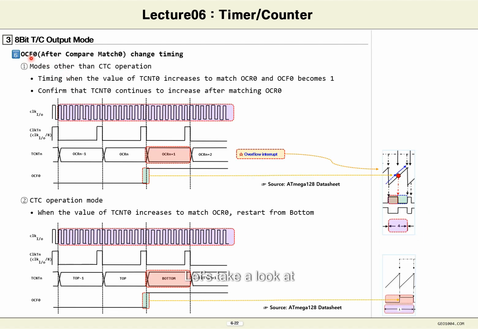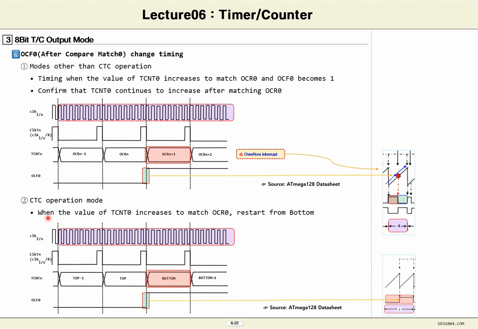Let's take a look at the timing of changes in the output compare flag 0. It can be divided into CTC mode and non-CTC mode cases. If it is not in CTC mode, the TCNT0 value increases up to the OCR value and does not fall to the bottom, but continues to increase. So, as you can see, even if it matches the OCR0 value, the TCNT0 value continues to increase.